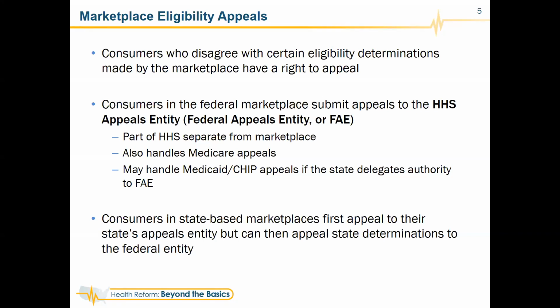It's also the part of HHS that covers Medicare appeals, and sometimes it can cover Medicaid and CHIP appeals as well. If you are a consumer or helping a consumer in a state-based marketplace, the first round of appeals is going to go through that state-based marketplace, and then in some instances, consumers who disagree with their decision from a state-based marketplace can appeal to the federal entity. We'll get a little bit farther in depth in that as we go through today's presentation.